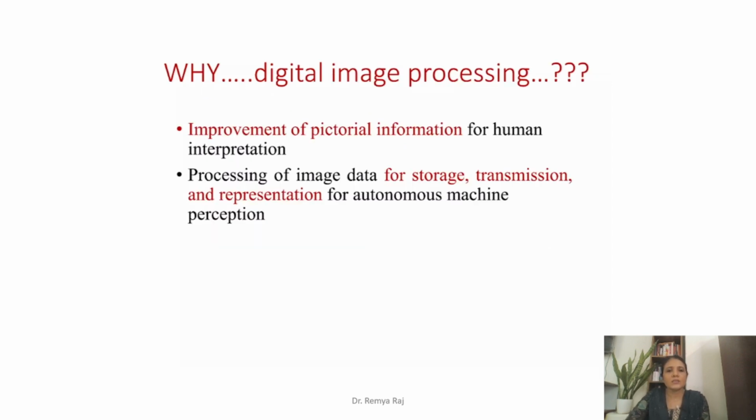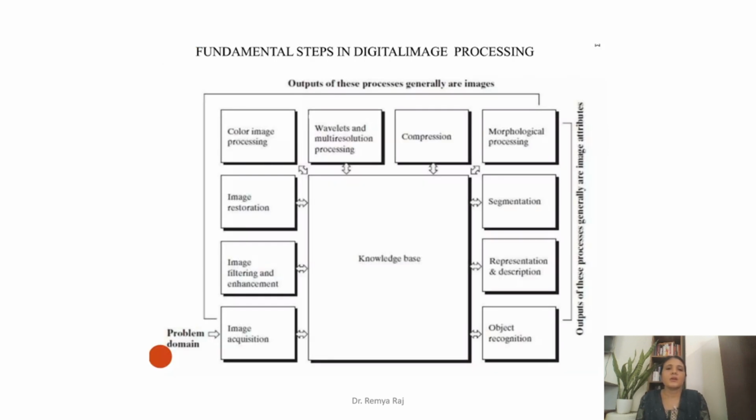So why do we need digital image processing? The improvement of pictorial information is very much needed for human interpretation. The processing of image data for storage, transmission, and representation for autonomous machine perception is very much needed in this new era. The first topic we'll cover is the fundamental steps in digital image processing. These are the main important steps that we need for any kind of processing.